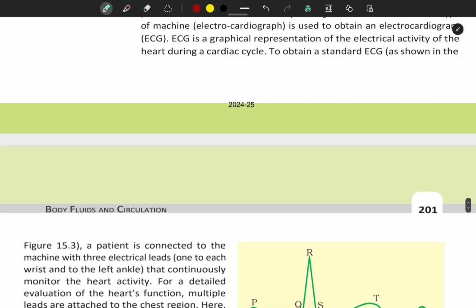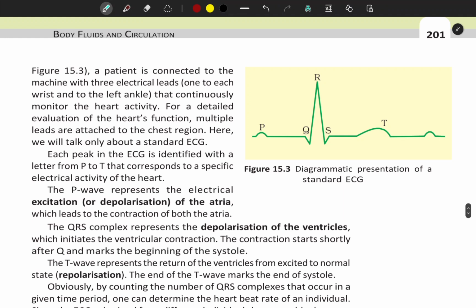To obtain a standard ECG, as shown in figure 15.3, a patient is connected to the machine with three electrical leads, one to each wrist and to the left ankle, that continuously monitor the heart activity. For a detailed evaluation of the heart's function, multiple leads are attached to the chest region. Here, we will talk only about a standard ECG. Each peak in the ECG is identified with a letter from P to T that corresponds to a specific electrical activity of the heart. The P wave represents the electrical excitation or depolarization of the atria, which leads to the contraction of both the atria.